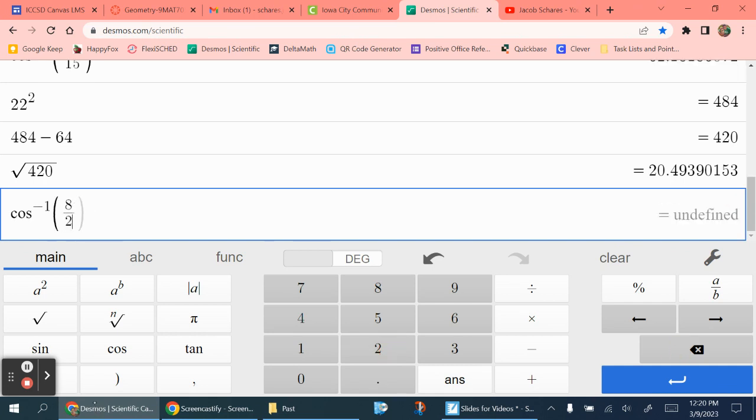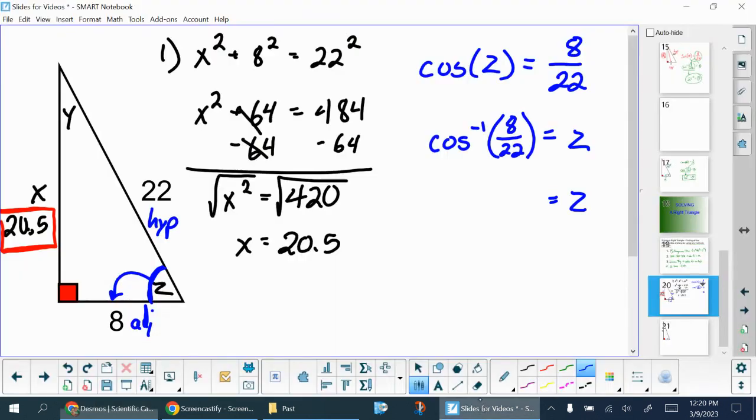8 divided by 22. And we get 68.6, so we're going to go with 69 degrees. So that is z. I'm going to round angles just to the nearest whole degree. I'm not too worried about decimal points on my angles at all.